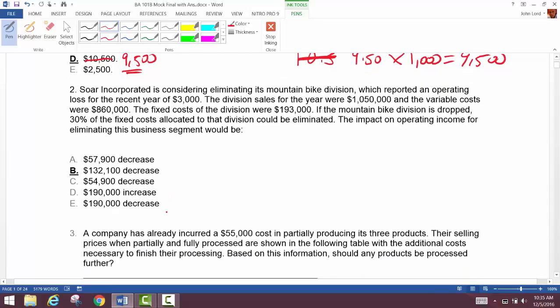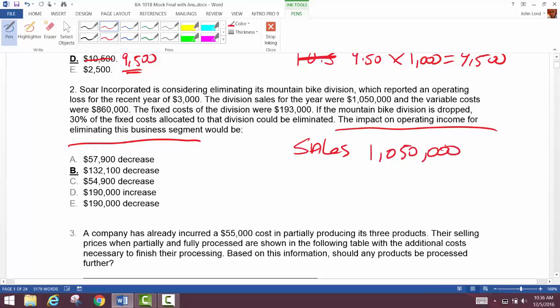Let's go ahead then and let's take a look at this next one. SOAR Incorporated is considering eliminating the mountain bike division, and they want to know what is the impact on the operating company from eliminating this business segment. And remember that we're only going to pick up what? The avoidable costs, right? Any unavoidable costs we would ignore here. And so they tell us that sales were 1,050 and variable costs are what? 860.